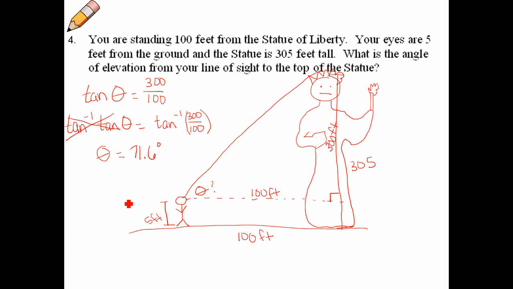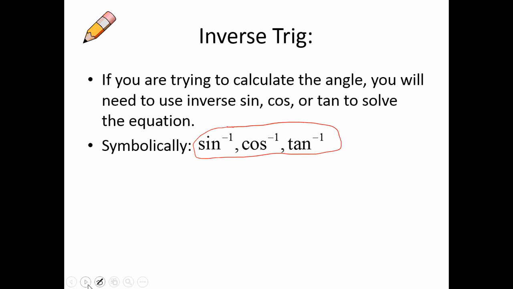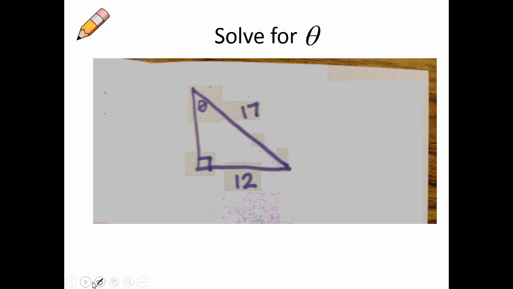So approximately 71.6, or we could even round to the nearest degree and say 72-degree angle is what I'm looking up at for the Statue of Liberty. So this idea of using these inverse trig functions is going to come up quite a bit when we're trying to solve for an angle. Let's look at one more, just generic one, where we're trying to find our theta or our angle, and then we'll be done here today.